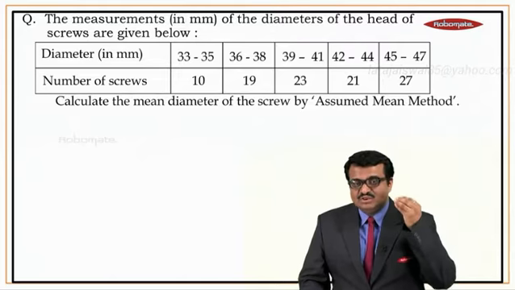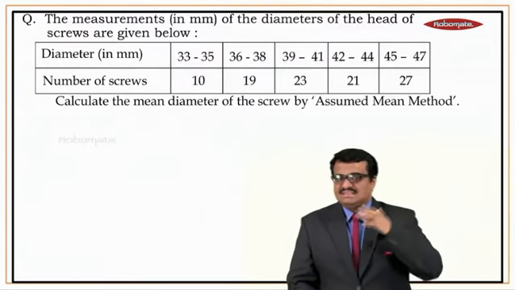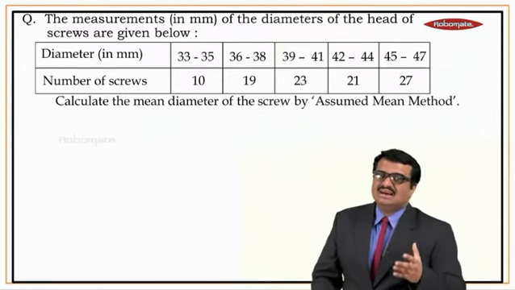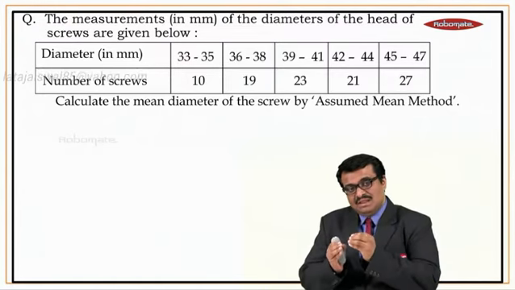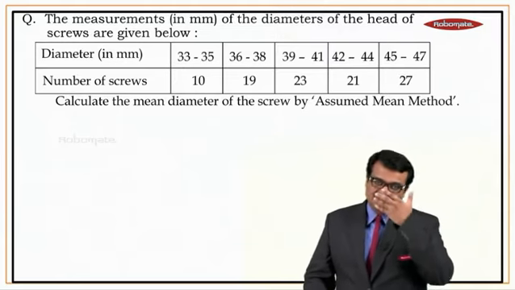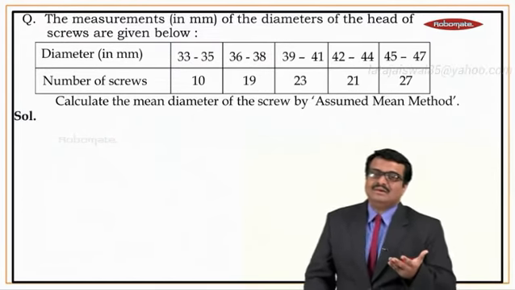Why are we using the assumed mean method? Can you see the number of screws, 10, 19, 23, the data is slightly bigger. So to make your calculation easy, these methods are there in your syllabus. Direct method is also simple, but it is simple when your numbers are small. If your numbers are bigger, you can use this assumed mean method, or one more method is there. After this, we will learn that also.